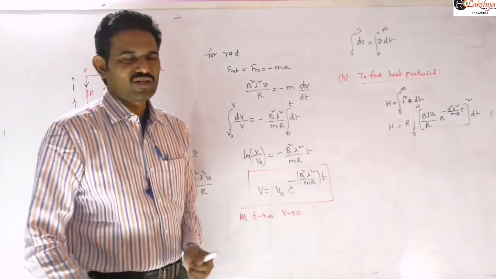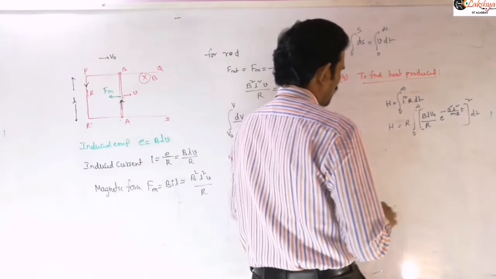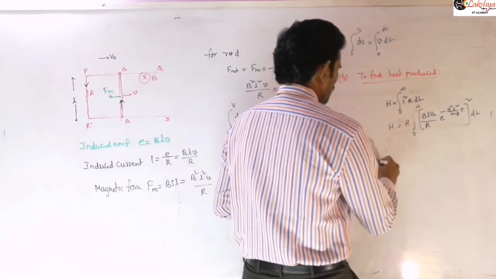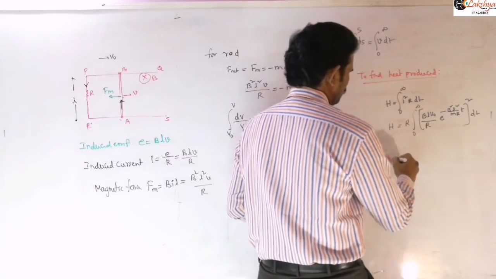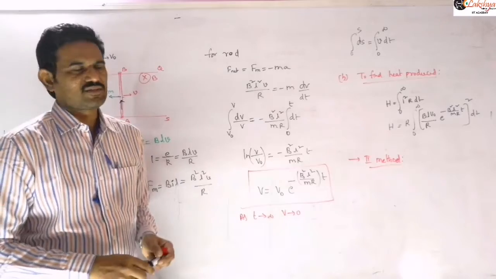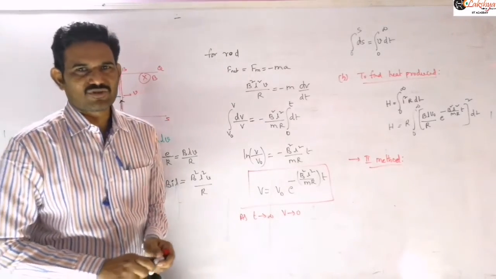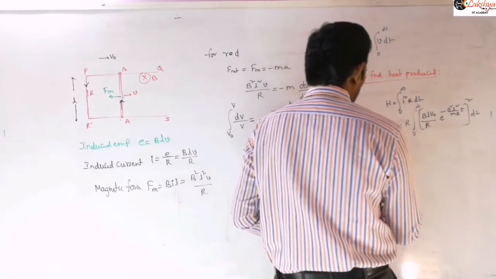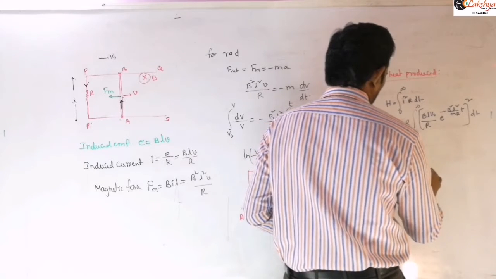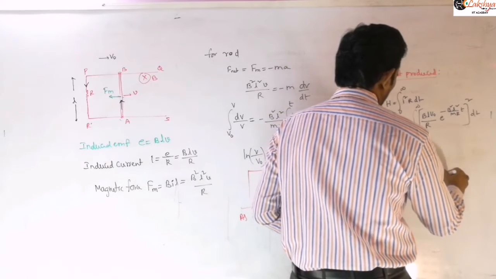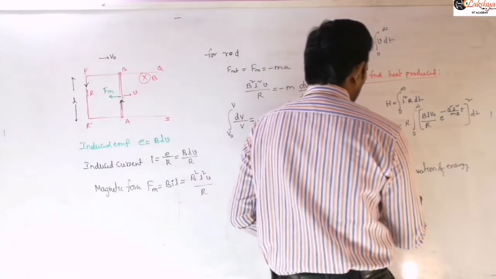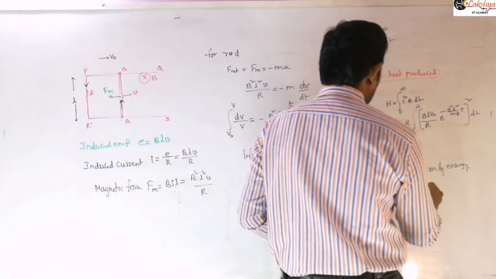Instead of that, we can apply the second method to find this heat energy. The second method is that you can apply the conservation of energy here, because we know that conservation of energy is valid in this case. Conservation of energy means initial energy is equal to final energy.